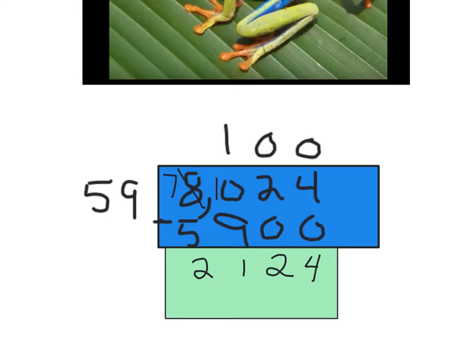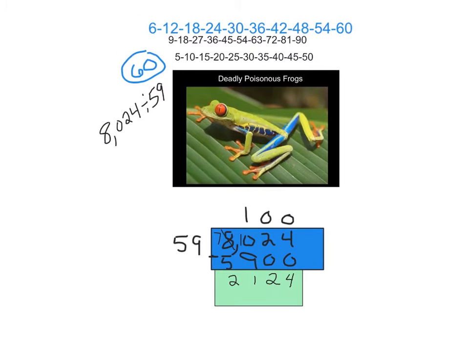2,124. So now I need to estimate again, and I'm looking at the 59. It can't go into 21, but it can go into 212, right? So I need a place value holder for this 4, so I'm going to put a 0 here, add my 0 right there, and then 59 times 0 would give me 0 here, because anything times 0 is 0, right?